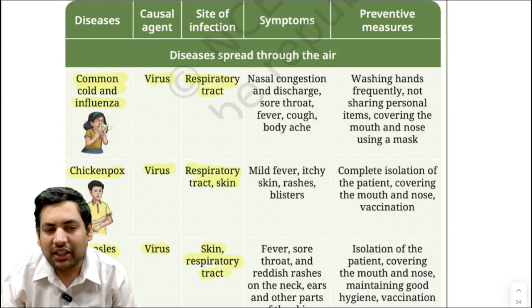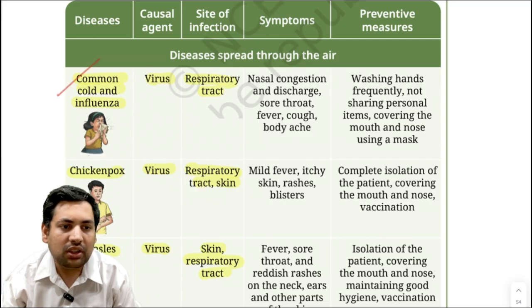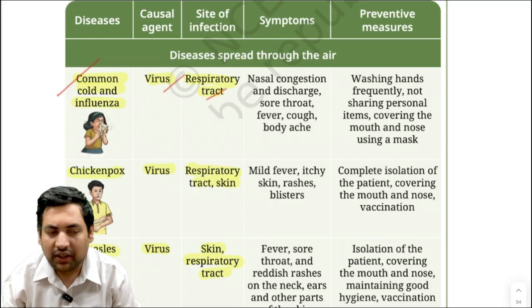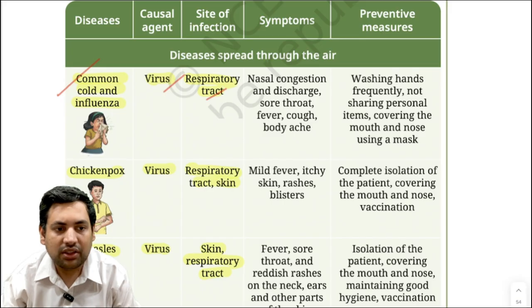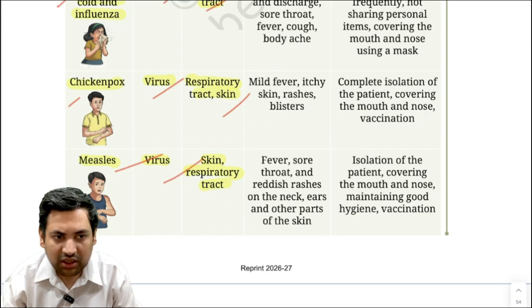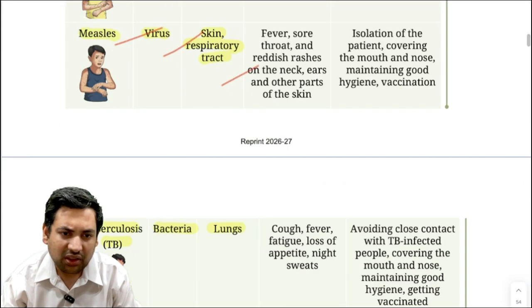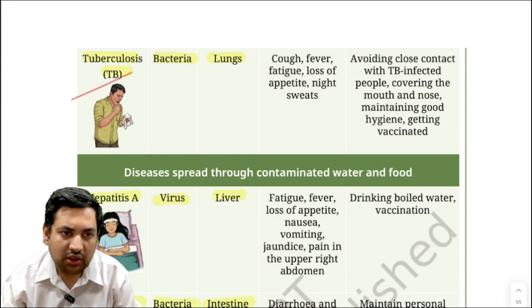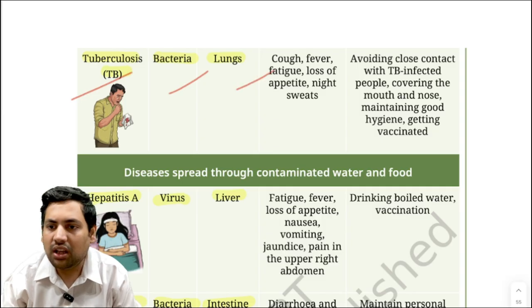The causal agent and site of infection is given. Symptoms and preventive measures are not very important. Common cold, influenza: virus, respiratory. What does it affect? Respiratory tract. Then chickenpox, correct, virus again, respiratory tract and skin. Measles is again a virus, same. Then tuberculosis is bacteria, it affects the lungs.